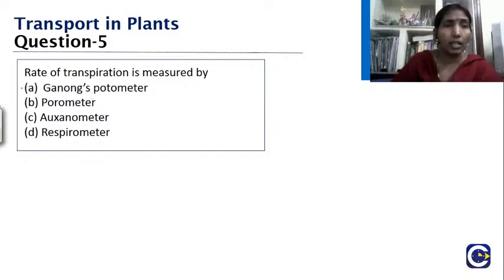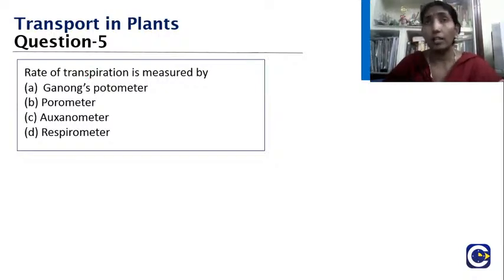Okay. So see here, the rate of transpiration is measured by Ganong's potometer, porometer, oxynometer and respirometer. So there are a lot of things given. So we know what is transpiration, right? That water loss that is present in the leaves, right? So how is the rate of transpiration measured? Some amounts of water are getting lost through the leaves, so we call it transpiration. That creates a suctional pull, and that in turn offers the water absorption through the root. All that we know.